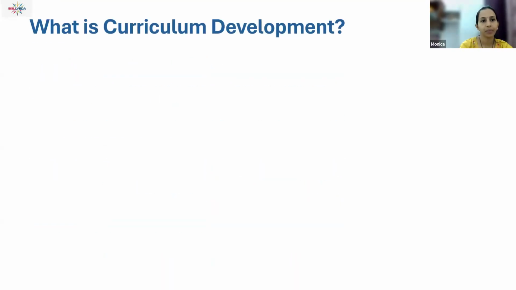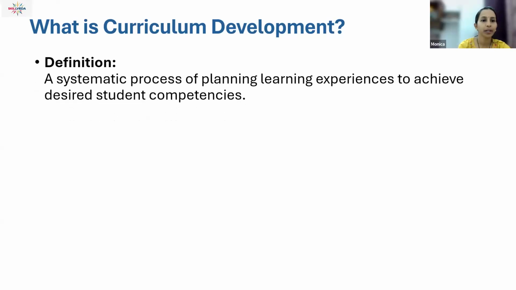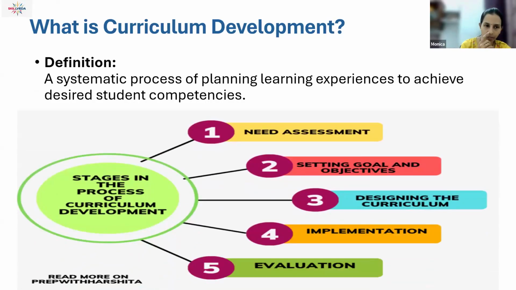So what is curriculum development? How can we do this curriculum development? That we are going to see today. Let us begin by understanding what effective curriculum development looks like in a modern classroom. This slide shows what curriculum development is and the key stages in the process. Curriculum development is a systematic process of planning learning experiences to achieve desired student competencies. Here there are 5 stages.